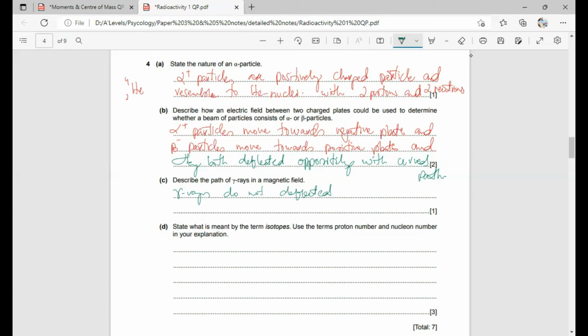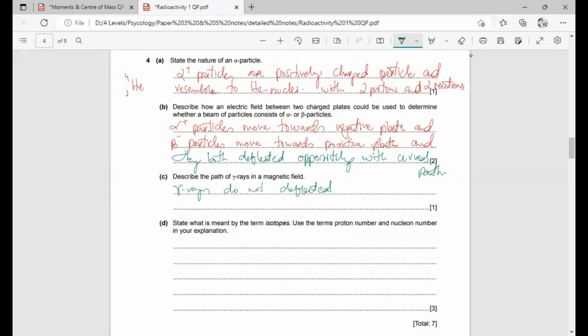Now state what you mean by the term isotope. Use the terms proton number and nucleon number in your explanation. This is a 3 marks question, and you can say it is a kind of bonus marks question. So first of all, you have to write the isotope definition.